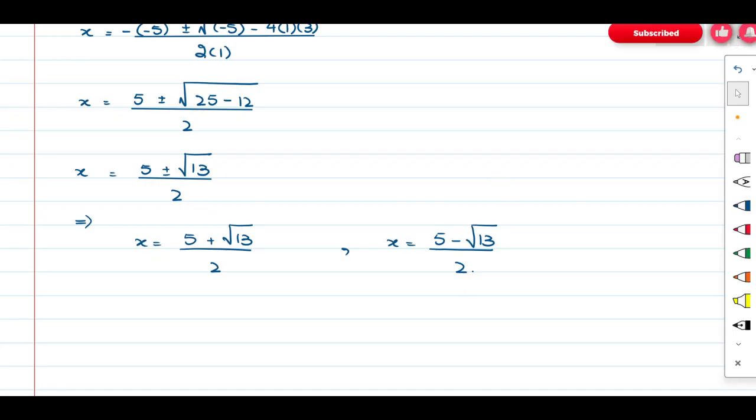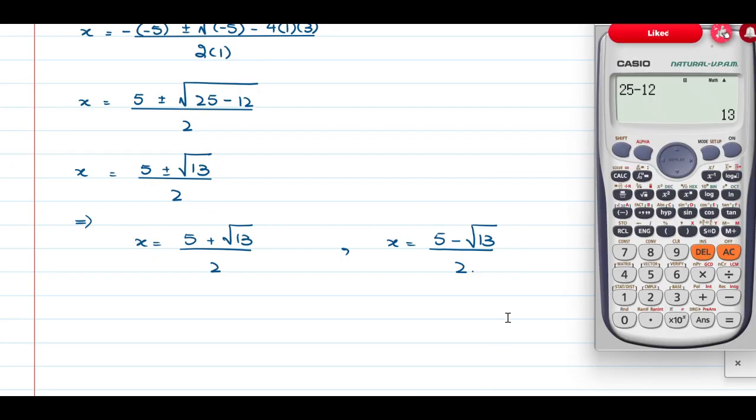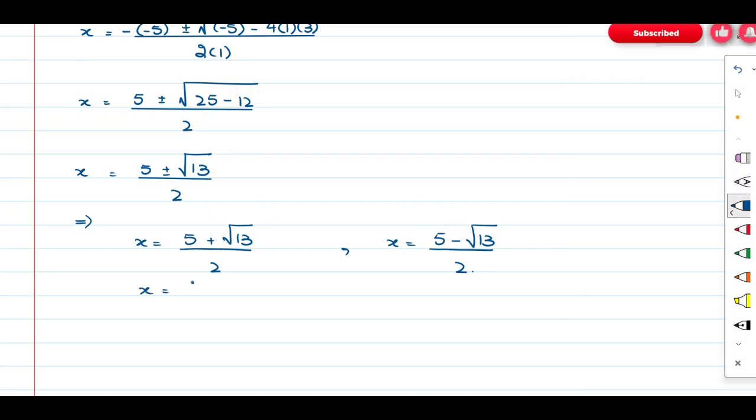Otherwise they ask you, but if they do not tell you to find the answer to 2 decimal places, then it is better to do it. Okay, so we have (5 plus root 13) divided by 2. This is 4.302, so x is 4.30.